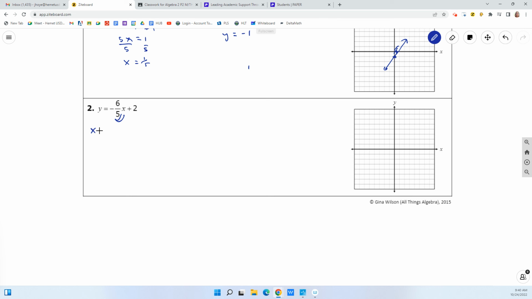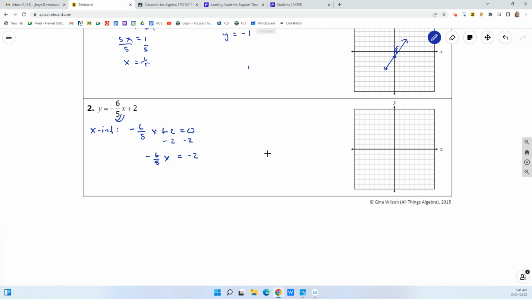And we'll start with our x-intercept, which says that we are going to set our y equal to 0. So we're going to have -6/5 x plus 2 equals 0. And we're going to start undoing everything that's being done to our x value. So I'm going to start by subtracting 2 from both sides so that I have -6/5 x equals -2.